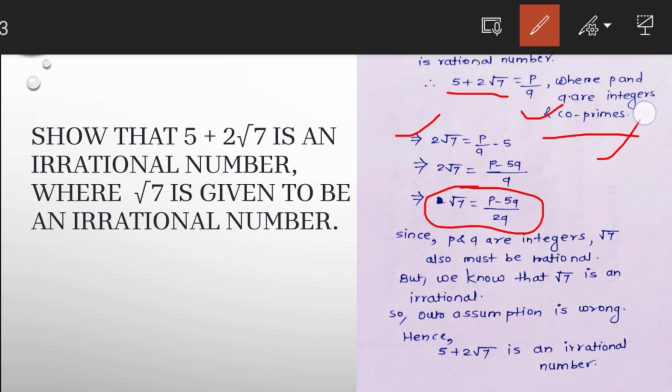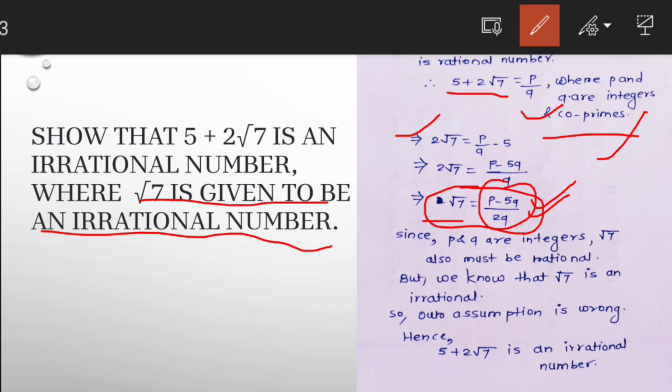Now, as we have seen, p and q are integers, so obviously on the right hand side, this p minus 5q upon 2q will become a rational number. But on the other side we have root 7. In any mathematical equation or expression, the quantities on both sides should represent the same type of number. On the right hand side we are getting a rational number, but we know that root 7 is an irrational number, and it is also given in the question that root 7 is irrational. So the left hand side, root 7, is irrational, and the right hand side is rational.